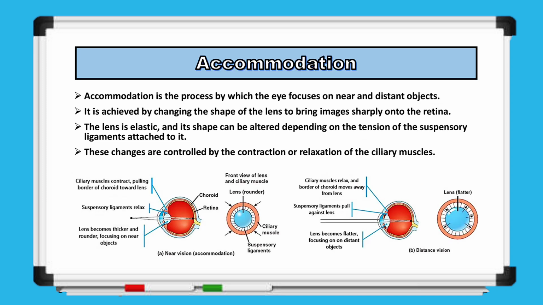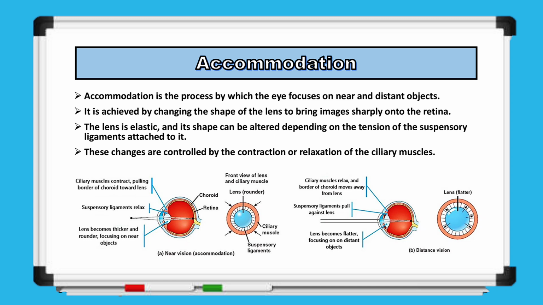distances. In terms of vision, accommodation is the process by which the eye adjusts to focus on near and distant objects. This is achieved by changing the shape of the lens so that images are sharply focused on the retina. The lens is elastic, and its shape varies depending on the tension in the suspensory ligaments attached to it. These adjustments are controlled by the contraction or relaxation of the ciliary muscles.